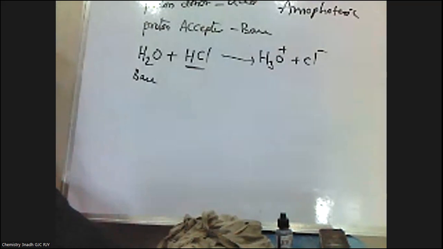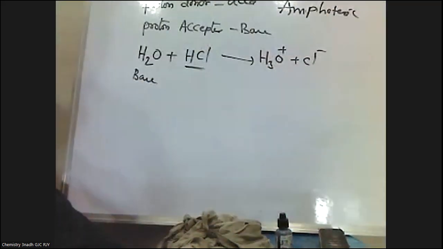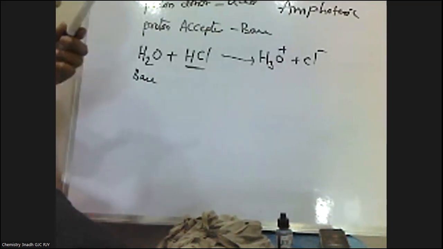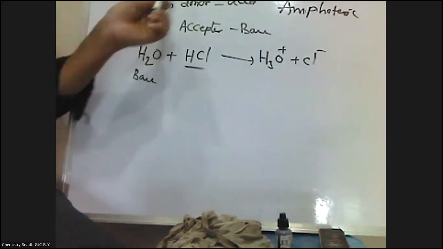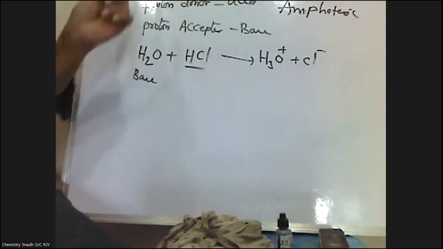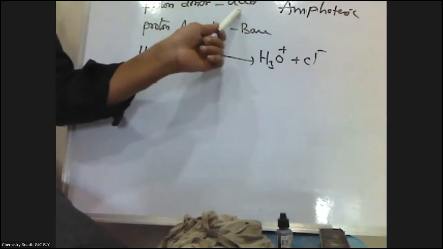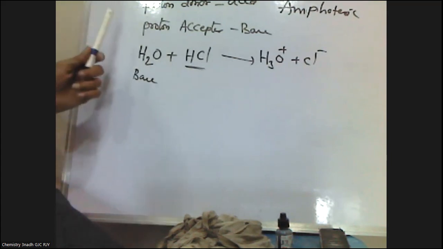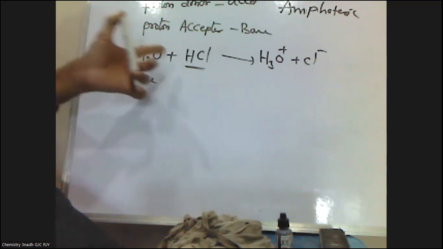What is amphoteric nature? Water has amphoteric nature, that is, it is acting as an acid as well as a base. So the amphoteric nature of water can be explained with the help of this Bronsted-Lowry theory. According to this theory, proton donor is an acid, proton acceptor is a base. So if you take an example, the reaction of H2O with HCl.